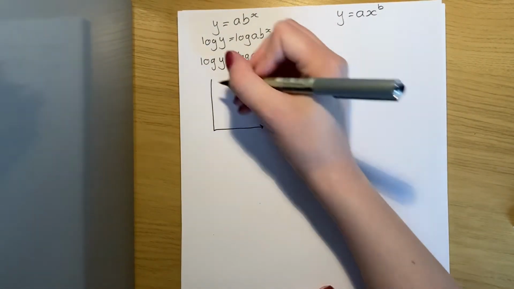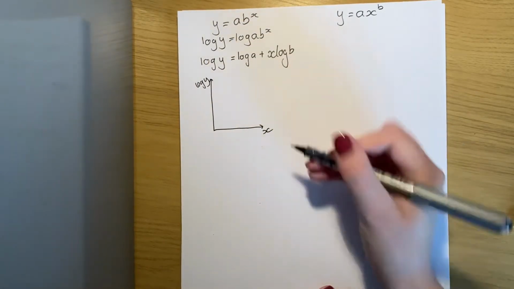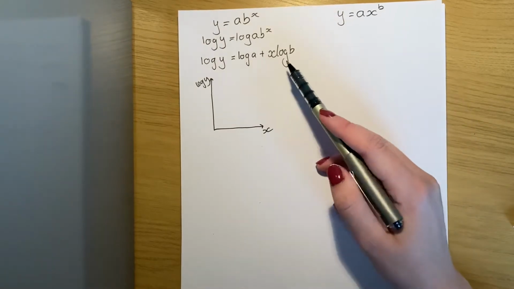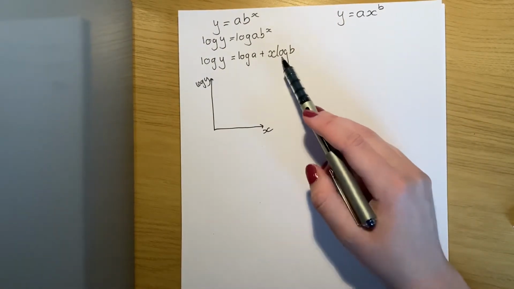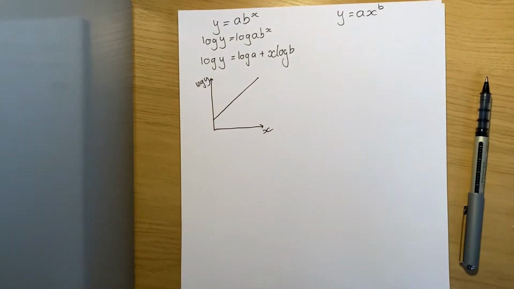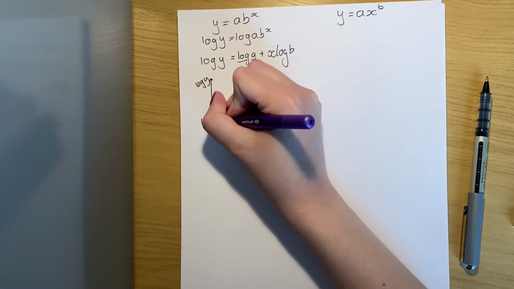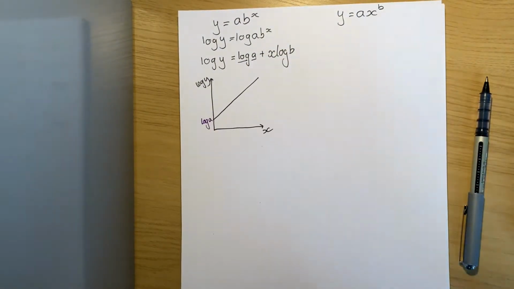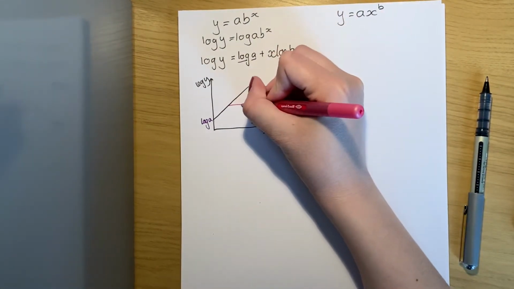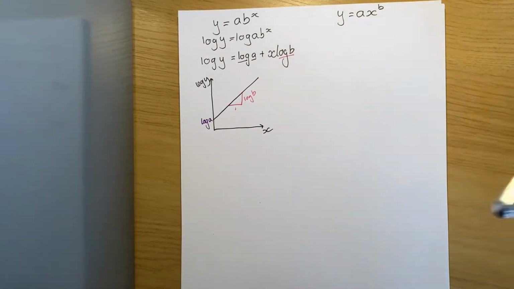So my axes for a graph like this are log y and x. So it's always log y, whatever variable's on this side, and it's always the variable on this side. Remember, a and b are constants. So we'd then have our linear graph. Log a is our y-intercept, and then log b is our gradient.